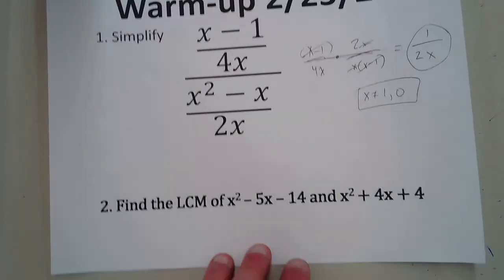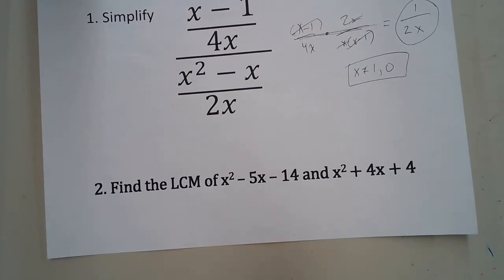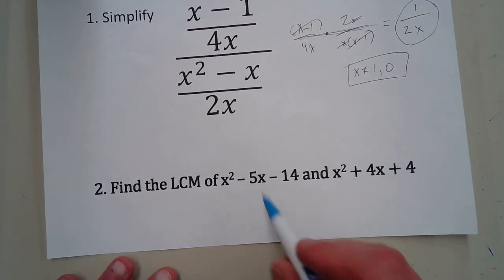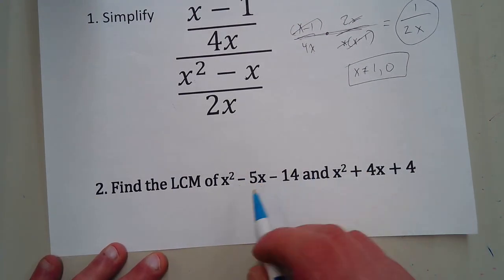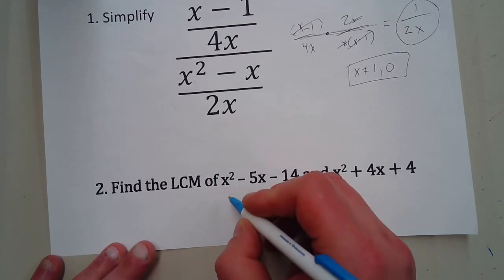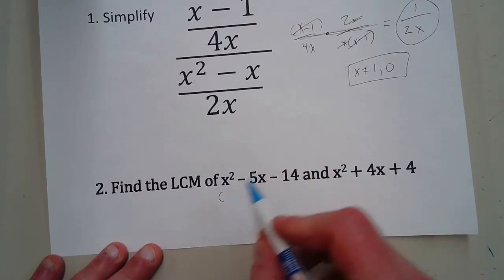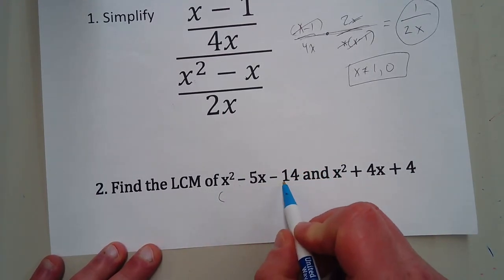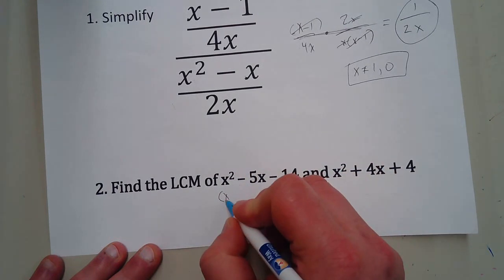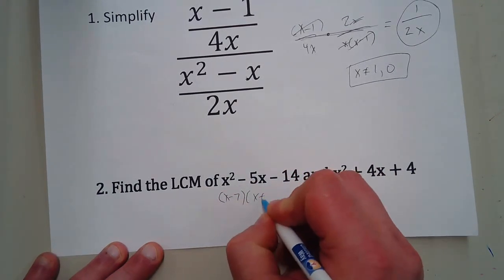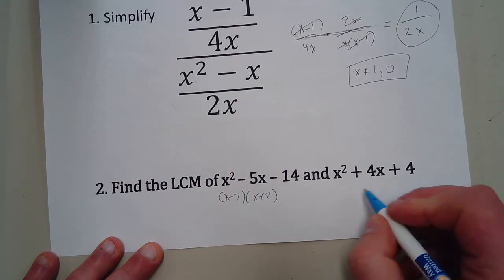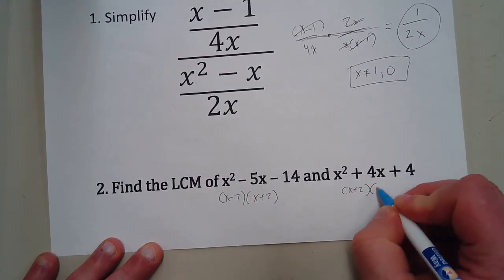All right, so then the last problem here is find the LCM, the least common multiple. And the key there is you really need these in factored form. So you can see if they have anything in common that you can reuse. So this one would factor to, looks like we use -7 and 2. So x minus 7, x plus 2. This one would factor to x plus 2, x plus 2.